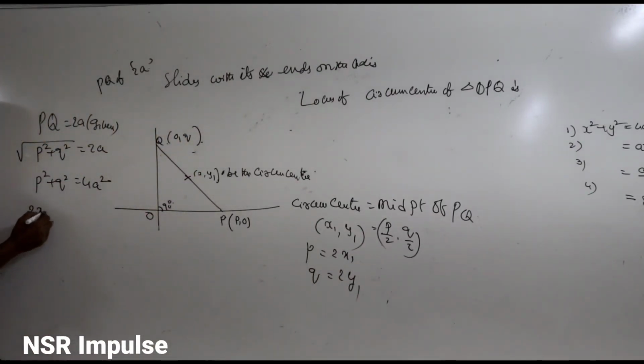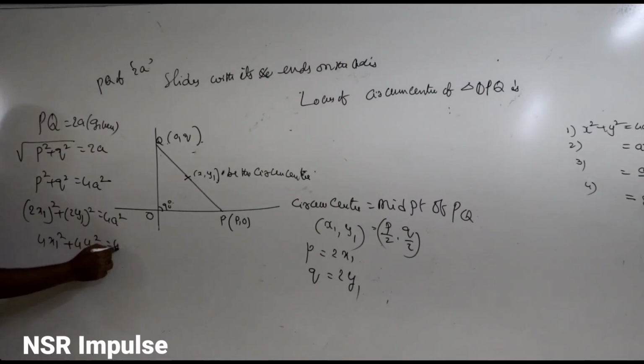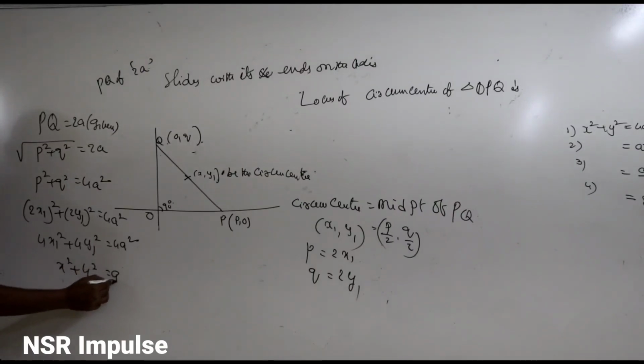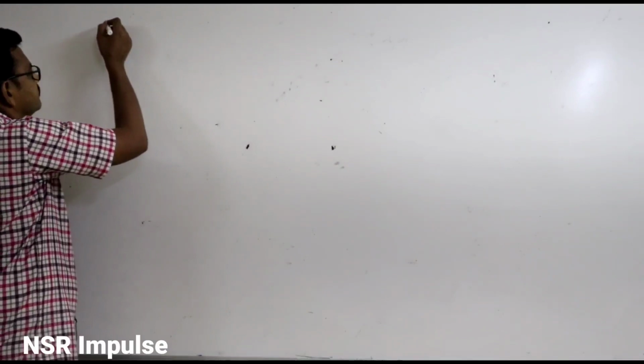So this is 2x1 whole square plus 2y1 whole square is equal to 4a square. That is 4x1 square plus 4y1 square is equal to 4a square. Therefore, locus is x square plus y square is equal to a square. Read the next question.